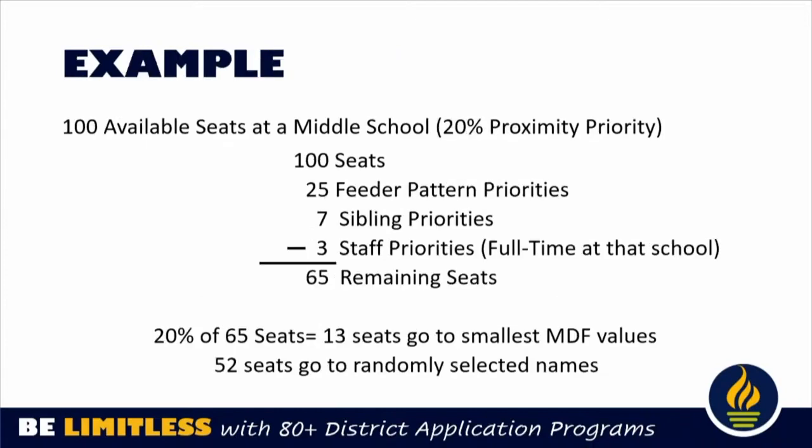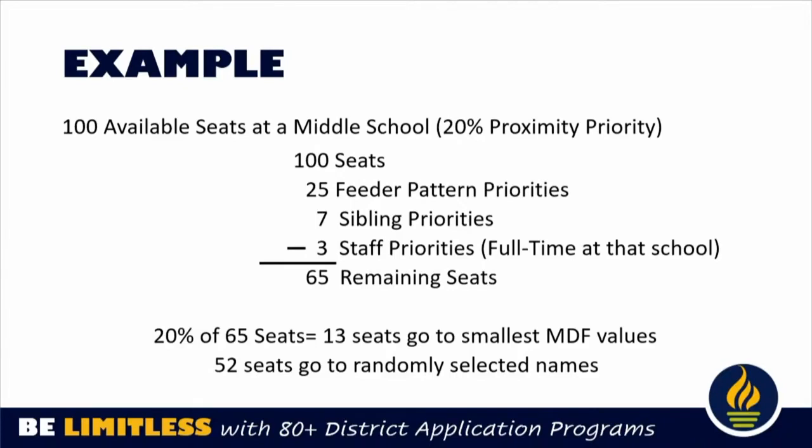So what does this look like? We're going to take a random number and say that there were 100 seats available at a middle school, and the middle school has 20% proximity. Of those, 25 are feeder pattern priorities, 7 sibling, and 3 staff priorities, which would leave us with 65 remaining seats. 20% of those seats are going to go to the smallest Manhattan distance formula values. So 20% of 65 is 13. So 13 of those remaining seats will go to proximity priority.